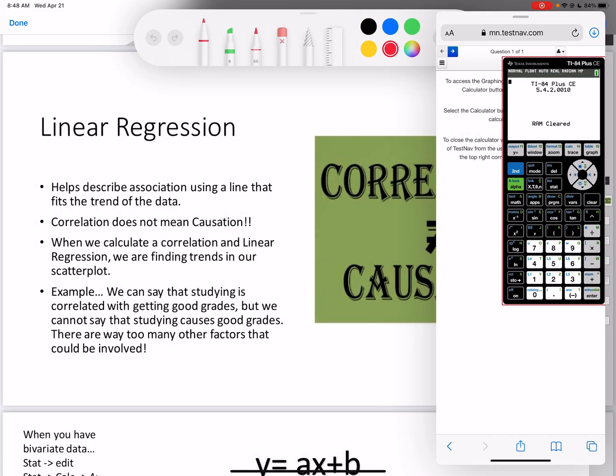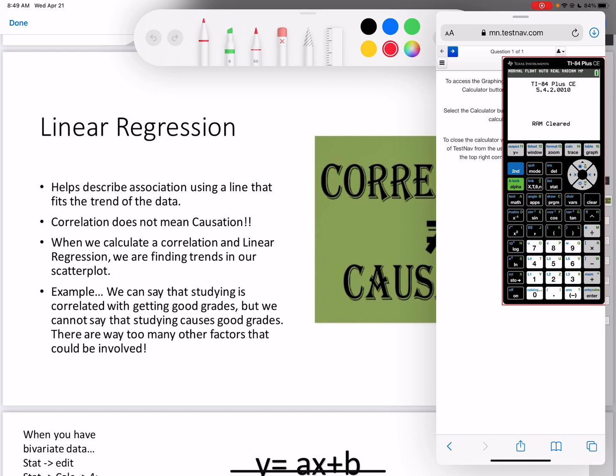Linear regression helps describe association using a line that fits the trend. Big thing, correlation does not mean causation. Just because we can find a correlation between two variables doesn't necessarily mean that one variable causes the other one. So we can find a correlation between studying and getting A's on tests, but the fact that you studied is not the only cause, or is not a cause for why you got an A on the test. It could be just you're naturally smart. It could be that you really understand the topic. It could be that your teacher's awesome. So there's a bunch of different factors that play into it. So even though we can find a correlation, we cannot find a causation.